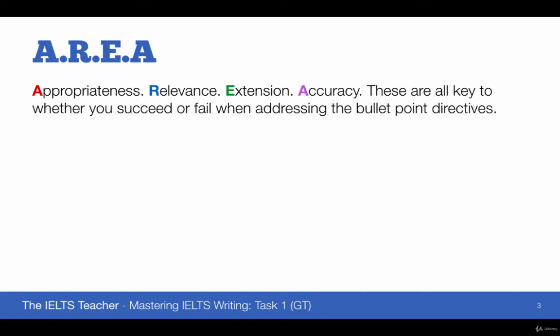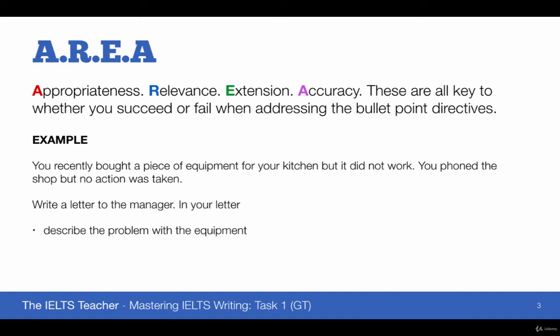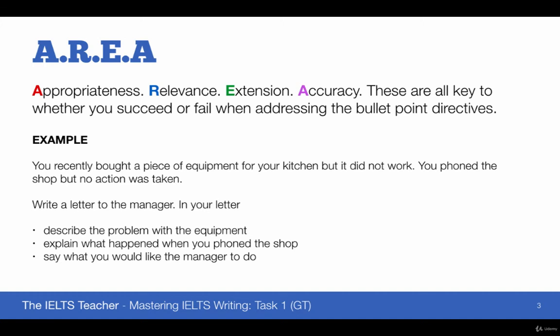So let's have a look at an example task so that we can look at these points in more detail. You recently bought a piece of equipment for your kitchen, but it did not work. You phoned the shop, but no action was taken. Write a letter to the manager. In your letter, describe the problem with the equipment, explain what happened when you phoned the shop, say what you would like the manager to do.